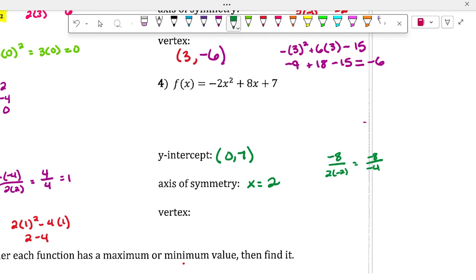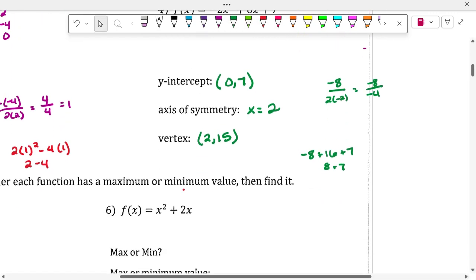Plug it back in. 2 squared is 4 times negative 2. That is negative 8 plus 16 plus 7. So that would be 8 plus 7, so 15. So this would be 2, 15. Any questions on those?